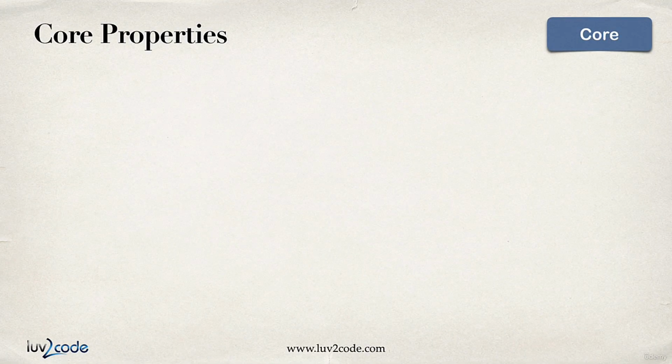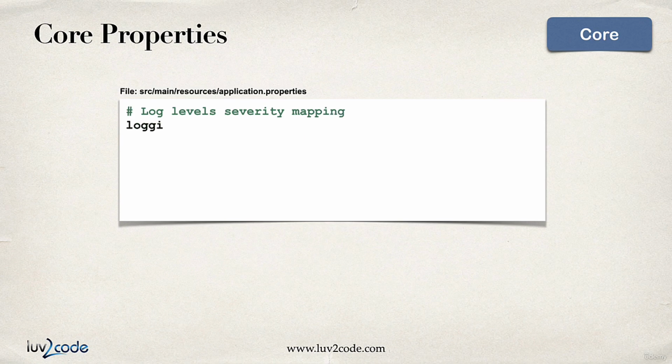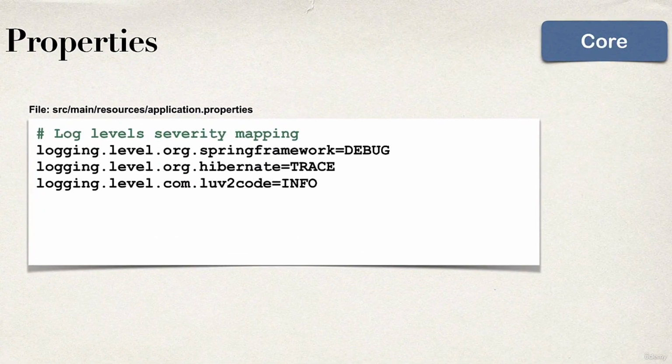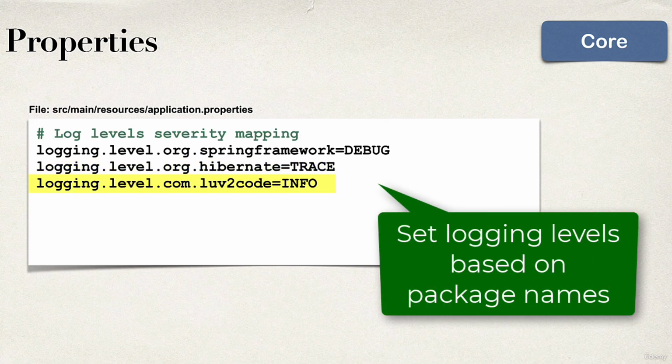Okay, so let's start with the core properties. In this application.properties file, we can set up the logging levels and different severity mappings for given packages or projects. For example, you can set the logging level for org.springframework to debug, org.hibernate to trace, and com.lovetocode to info. So you're setting these logging levels based on the package name, and this applies to all sub packages.